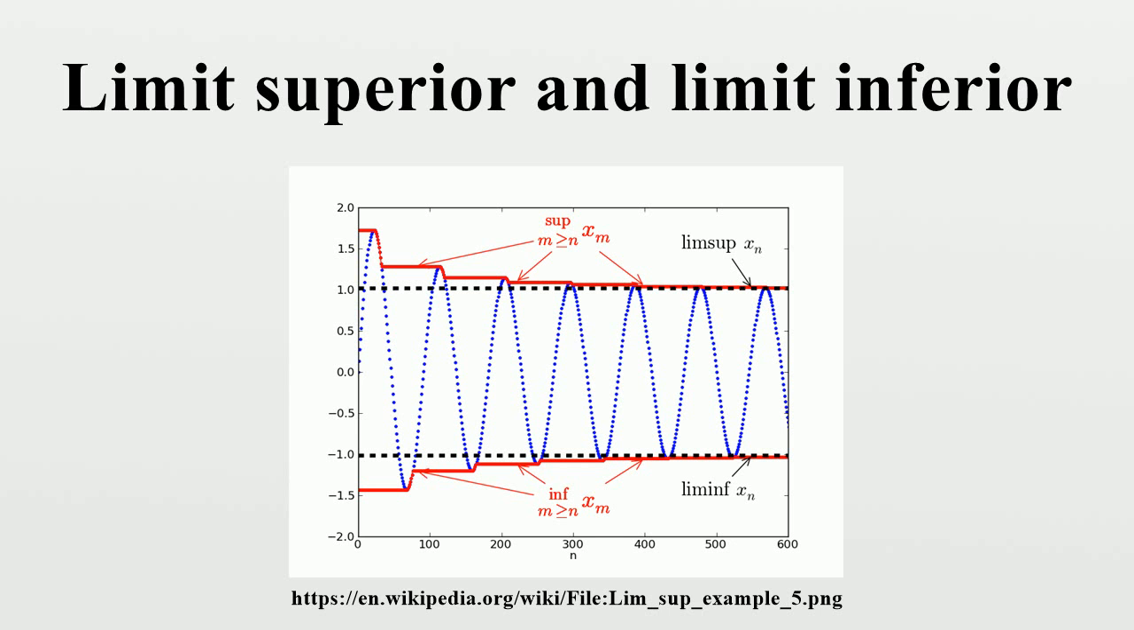Only a finite number of elements of the sequence are greater than the limit superior. The limit inferior of is the largest real number that, for any positive real number, there exists a natural number such that for all. In other words, any number below the limit inferior is an eventual lower bound for the sequence. Only a finite number of elements of the sequence are less than.